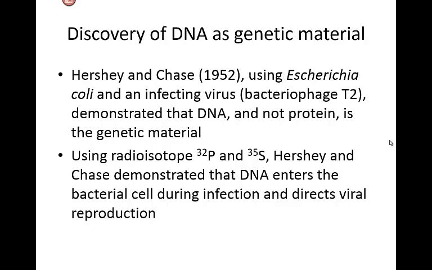The way that they did this was they used some radioisotopes. P32 is used to label DNA. S35 is used to label protein. By labeling with both of these, they can then follow the radioisotope, and what they found was that DNA entered the bacterial cell during infection and directed the viral reproduction. This was also then being incorporated into the next round of phages.